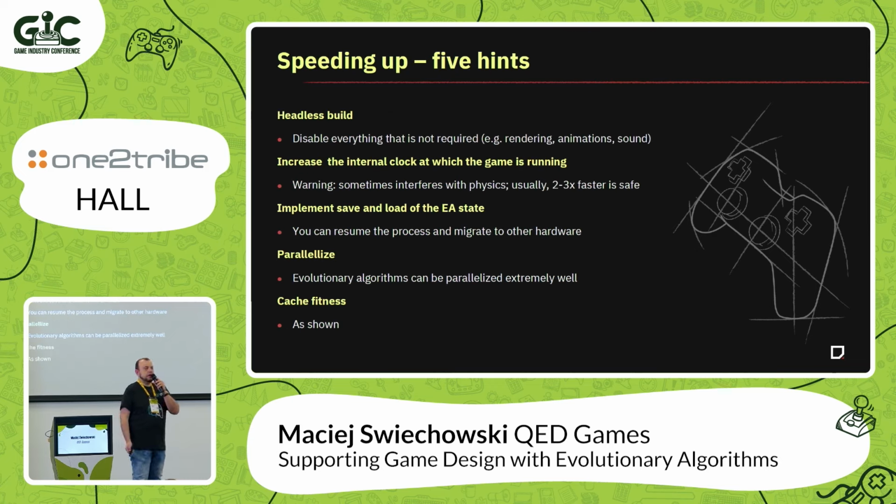So how to make it feasible? This is what I'm also advocating, how to make this algorithm worth considering. There are 5 tips, 5 hints. First of all, we usually do this with a headless build. So we skip graphics, rendering, maybe sound, animations, everything which is not needed to simulate this performance can be discarded.